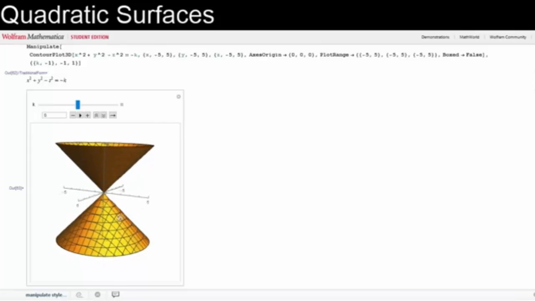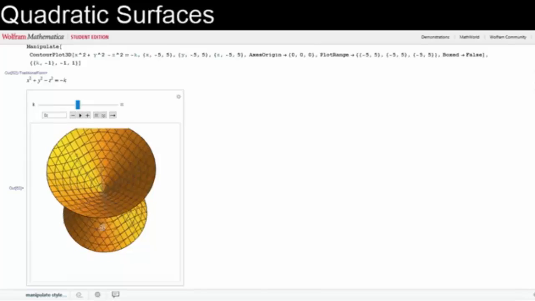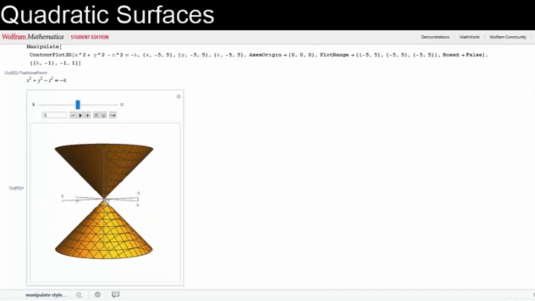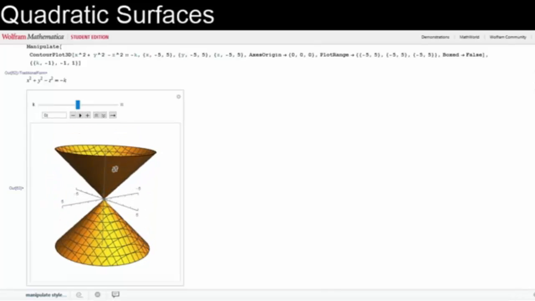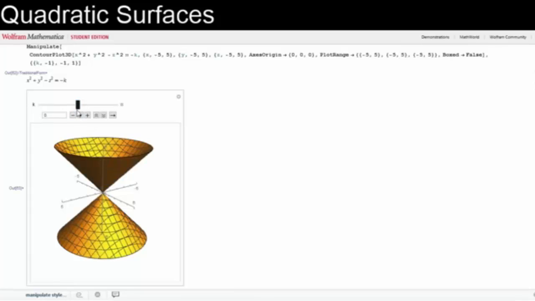Right? What you should see now is a cone, because this equation now is just x squared plus y squared equals z squared, which is the cone. Right? A nice cone, it pinches down at one point right there. Right? So I'm going to take k back over here a little bit. But now let's see what happens when we let it go to 0 and then beyond.